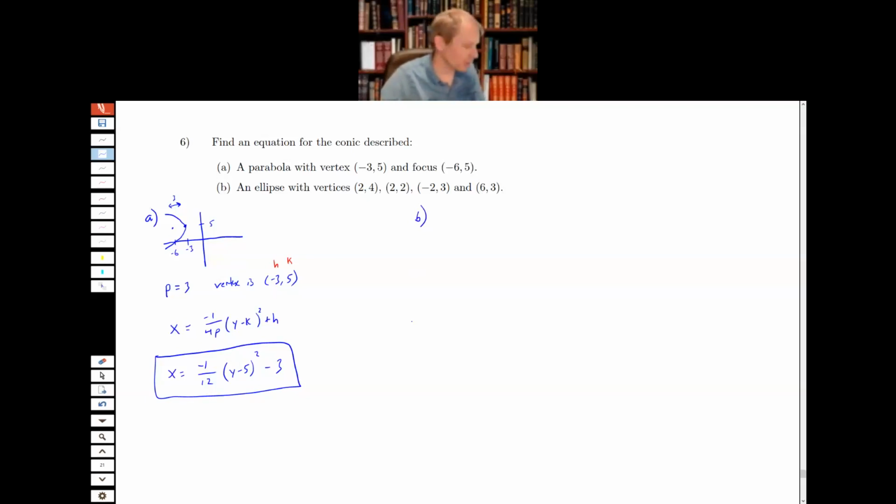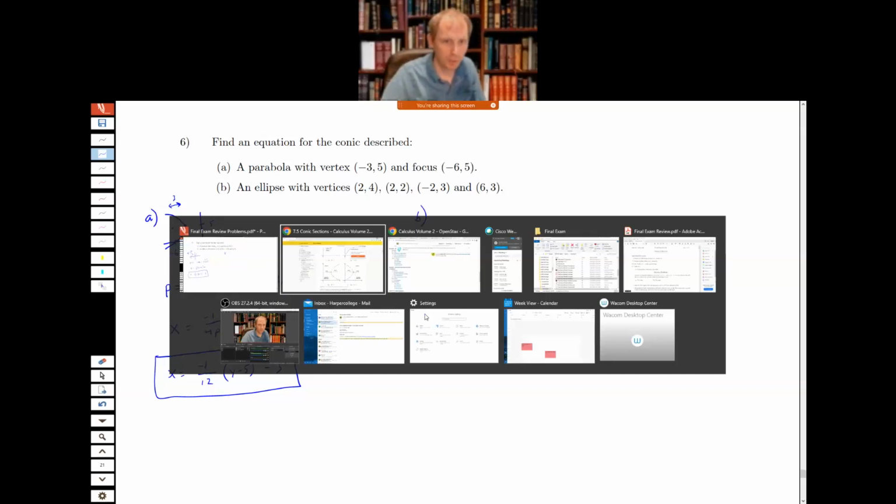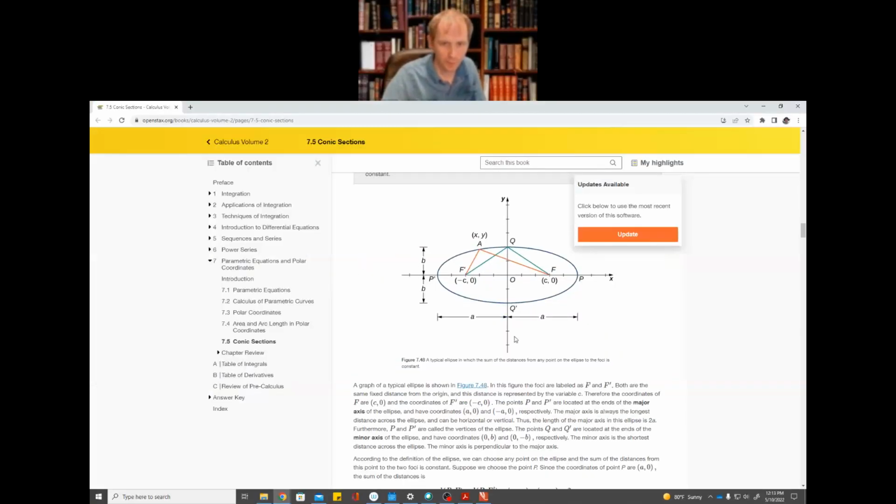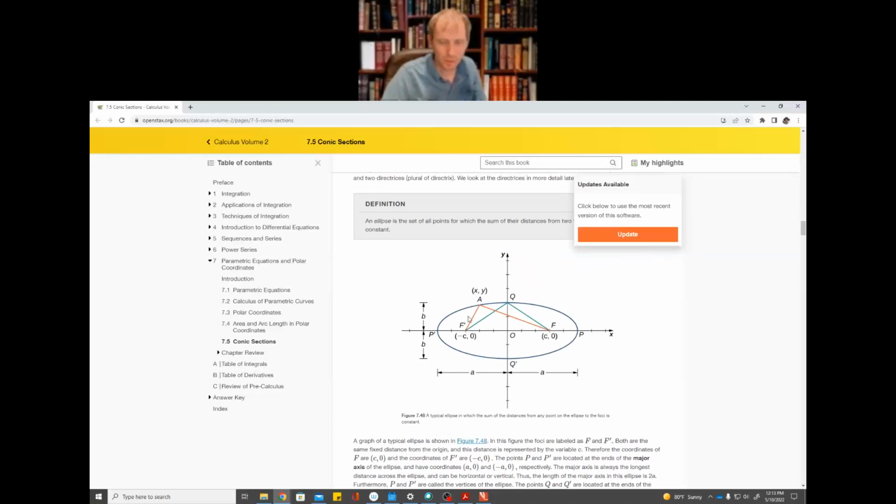For an ellipse, we're going to have to do a little bit more work. Let's start by looking at the equation. With ellipses, we have two foci. We have a vertex at one end and a vertex at another. Each focus is inside the ellipse because it's bending inward.